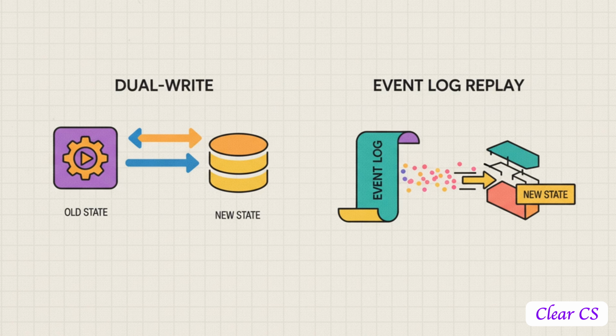Now, for those really critical systems, the ones that absolutely cannot go down, there are even more advanced pro-level patterns. We're talking techniques like dual write, where you write to both the old and new systems at the same time, or event log replay, which lets you rebuild state in a new system from scratch. These allow for a perfectly smooth transition with zero downtime for your users.